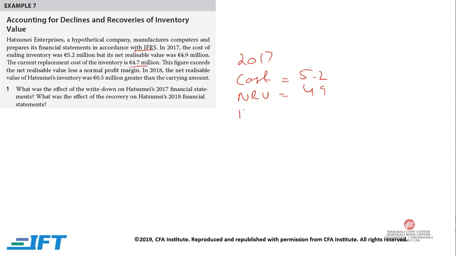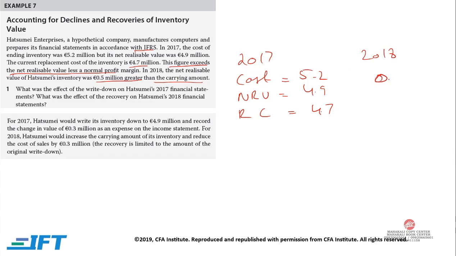So replacement cost equals 4.7 million. This figure exceeds the net realizable value less a normal profit margin. In 2018, the net realizable value of Hatsumi inventory was 0.5 million greater than the carrying amount. So in 2018, 0.5 million worth of recovery took place.